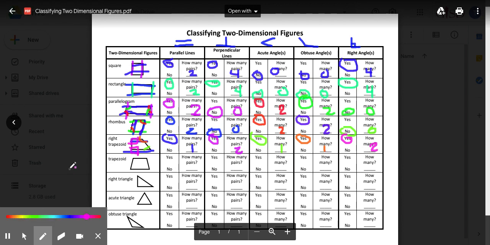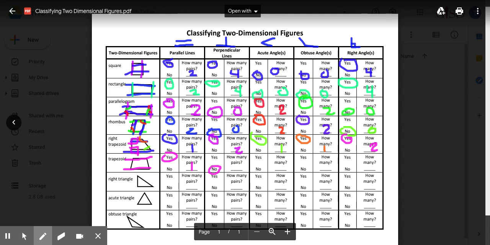The next shape we're going to look at is just a regular trapezoid. The first question asks you if I have any parallel sides. You have this top side and the bottom that are parallel to each other. So a trapezoid always only has one pair of parallel sides, so your answer is yes. And the answer is 1 pair. It asks if you have any perpendicular sides, and there is no sides that form at a right angle, so your answer to this one is no.